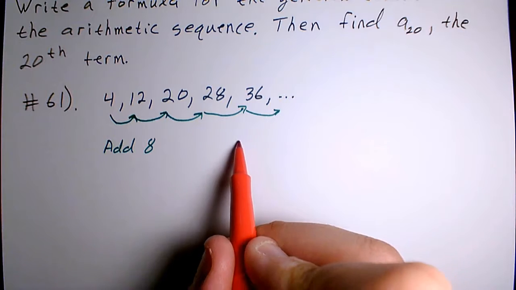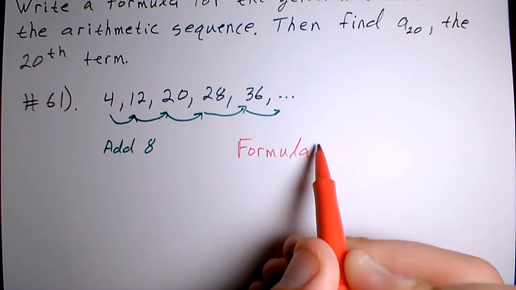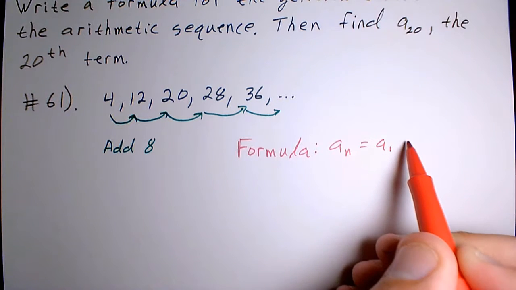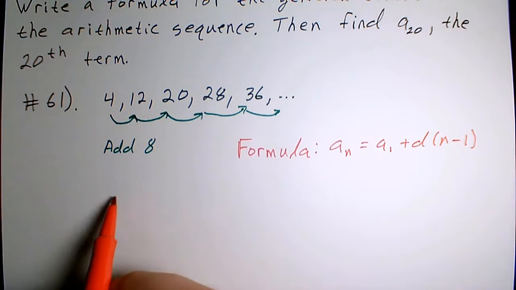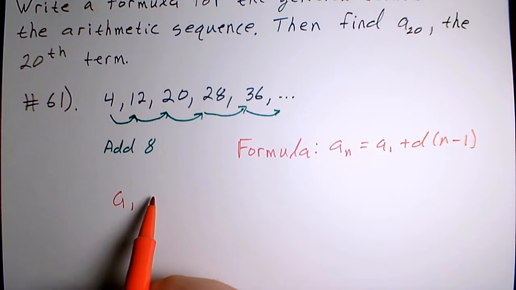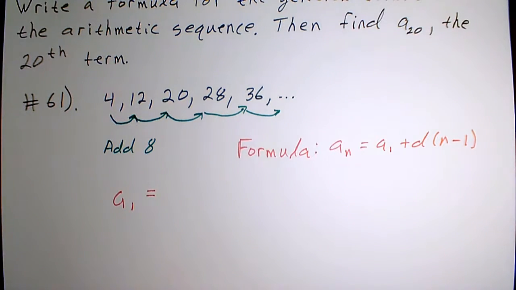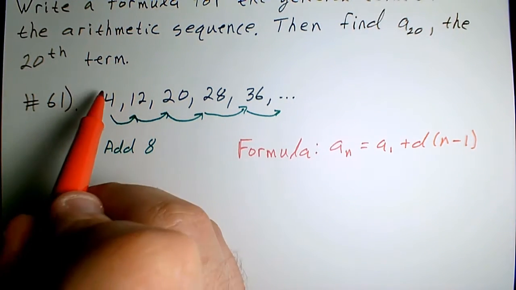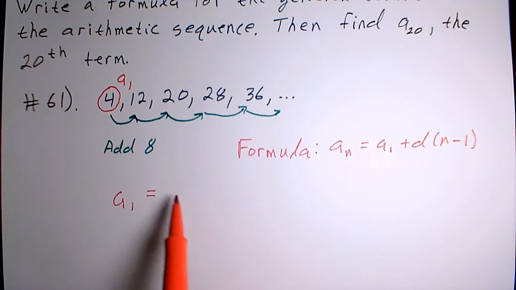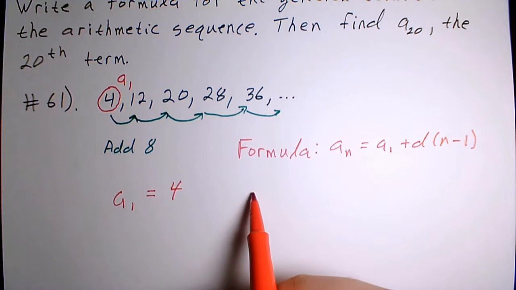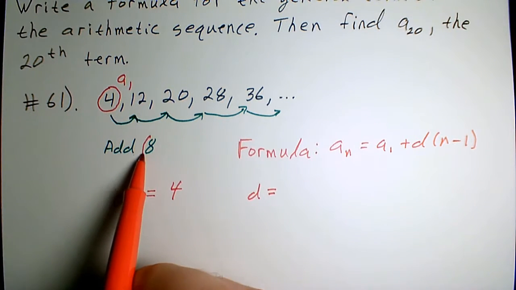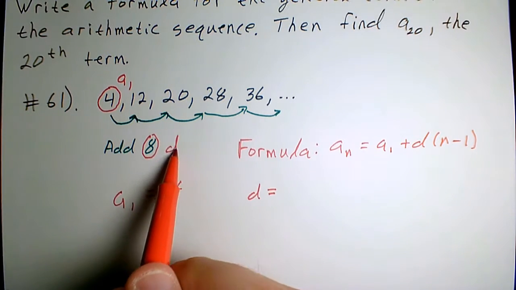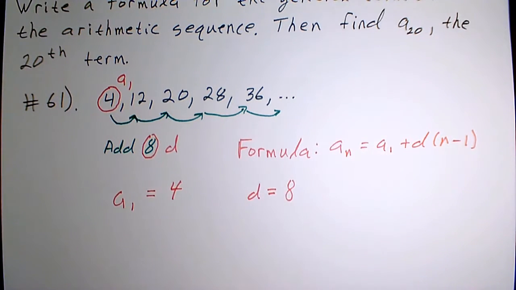We need the formula for the arithmetic sequence, which goes: A_n equals A_1 plus d times (n minus 1). So our A_1 again is the first term. What is the first term in the sequence? The first term is the starting number, 4. So A_1 is 4. d is what we add each time to each number in the sequence. Since we're adding 8 to go to the next number, d is equal to 8.